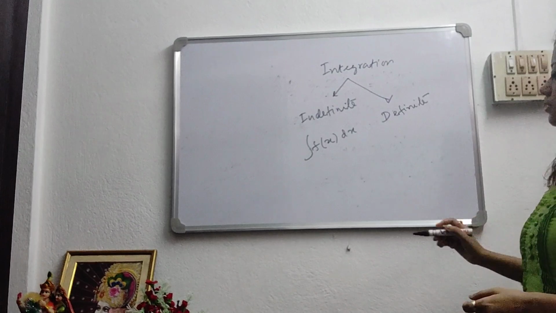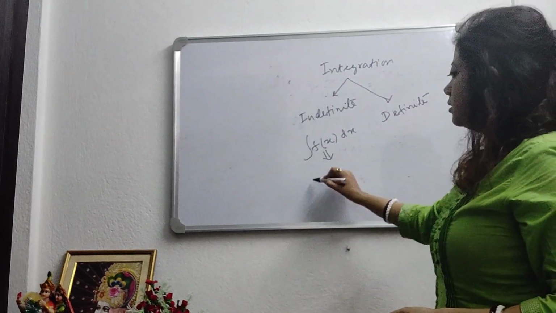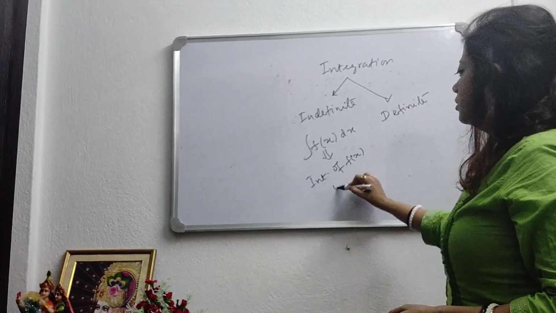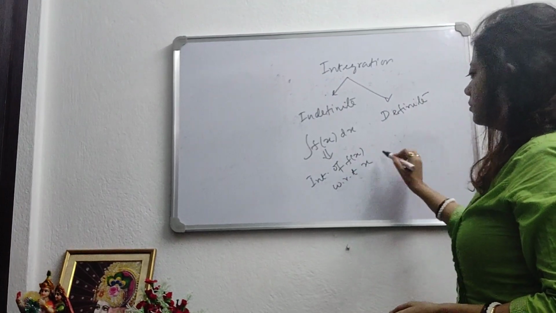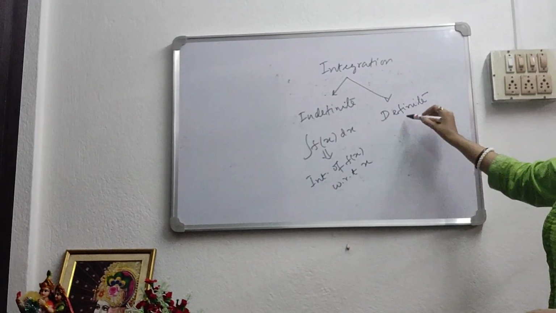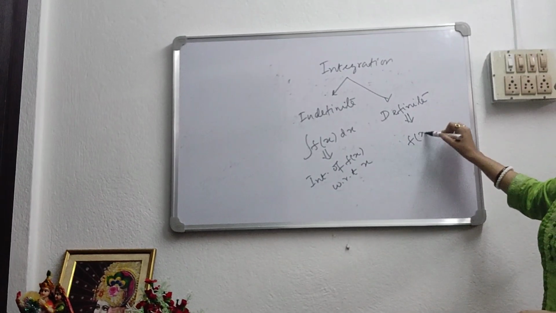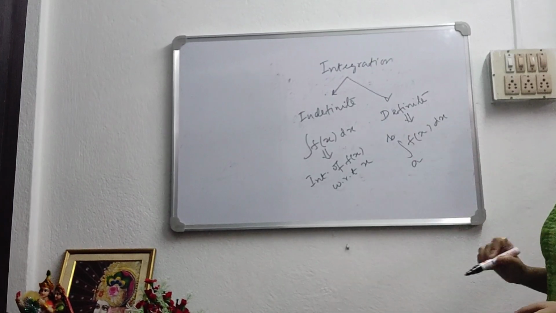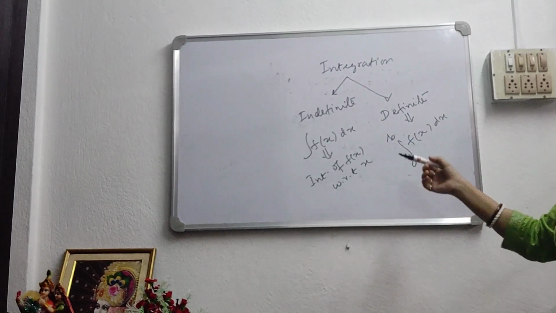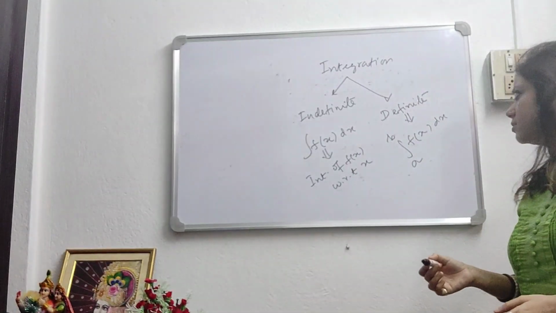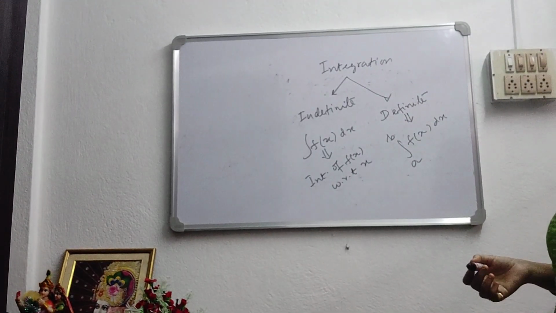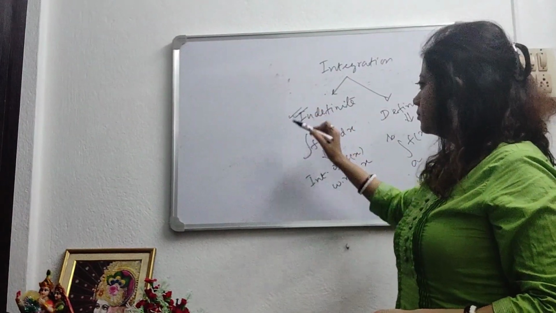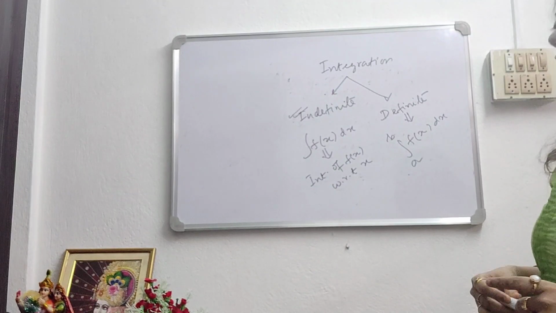Integration f(x) dx, that means integration of f(x) with respect to x. And in case of definite, it is integration of f(x) dx, the limit is suppose a to b. There are two kinds of integrations, indefinite and definite. So first today I will start with indefinite. Okay, so let's continue.